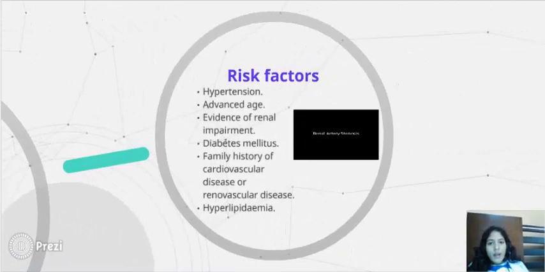Risk factors include hypertension, advanced age, evidence of renal impairment, diabetes mellitus, family history of cardiovascular disease or renovascular disease, and hyperlipidemia.